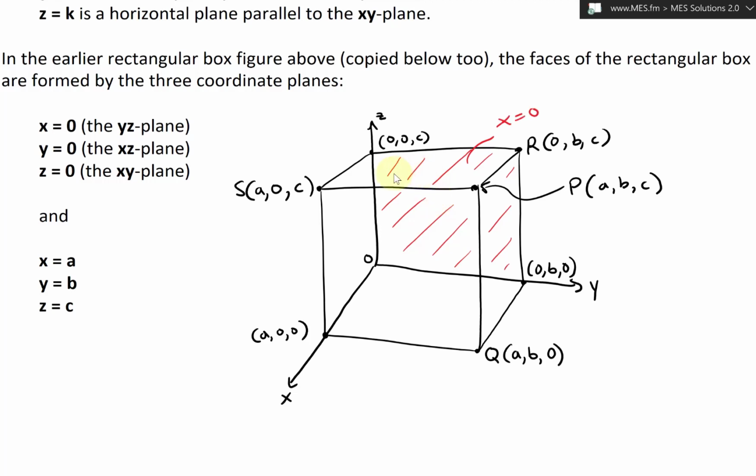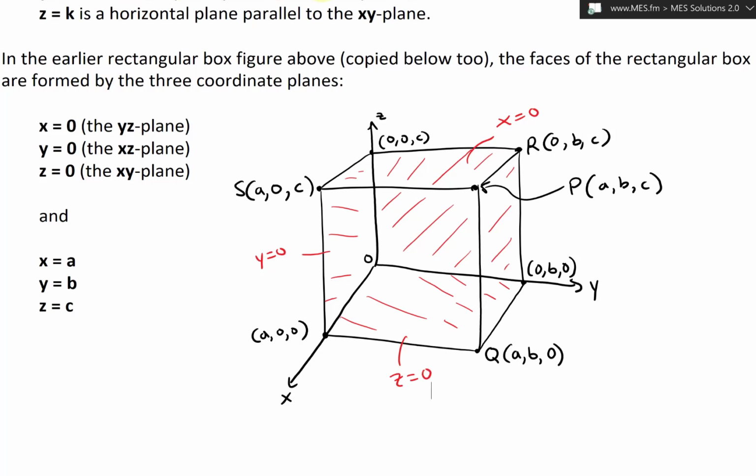And then the next one, let's make it a different line here. This is where y equals 0. That's just going to be the xz plane. This is y equals 0, like that. And then z equals 0 is at the bottom, where z is completely flat there at the bottom, like that. That's our z equals 0.